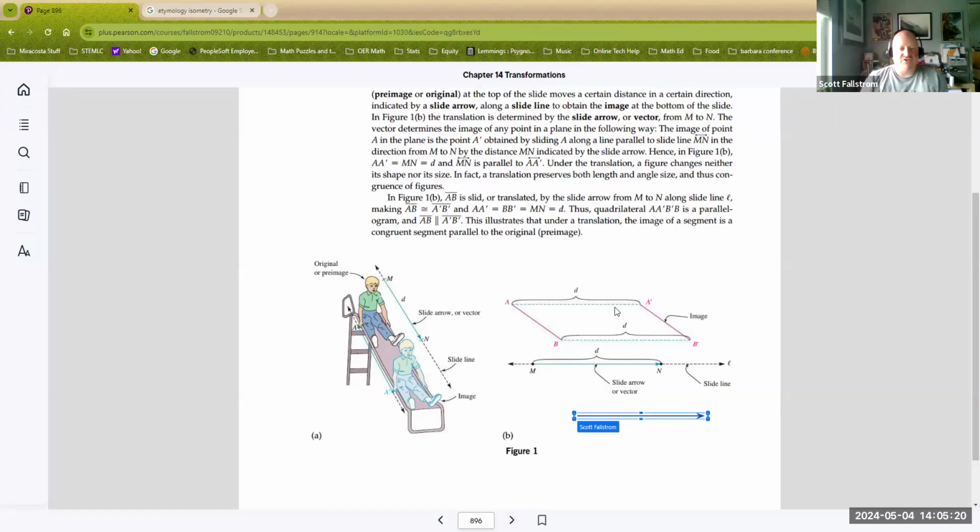From what we've seen in the previous chapters, parallelograms have equal sides. The opposite sides have to be the same length. So A prime B prime is going to be the same length as AB. All we did is slide that segment.